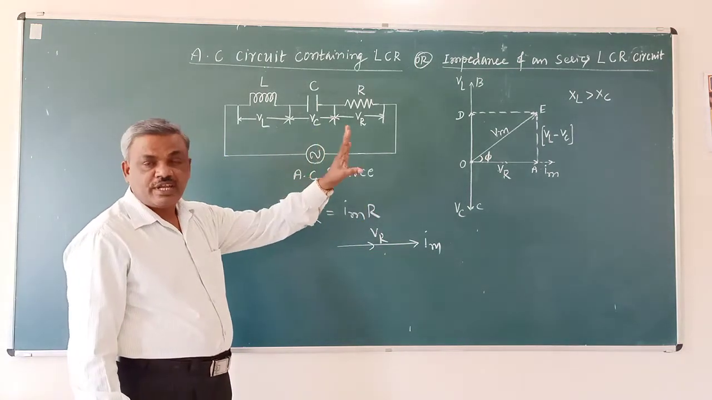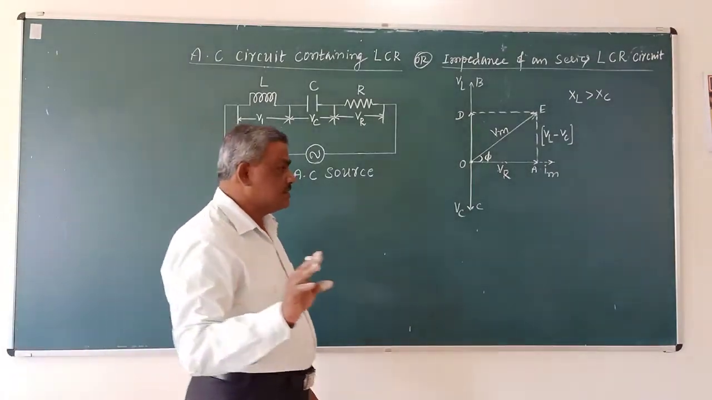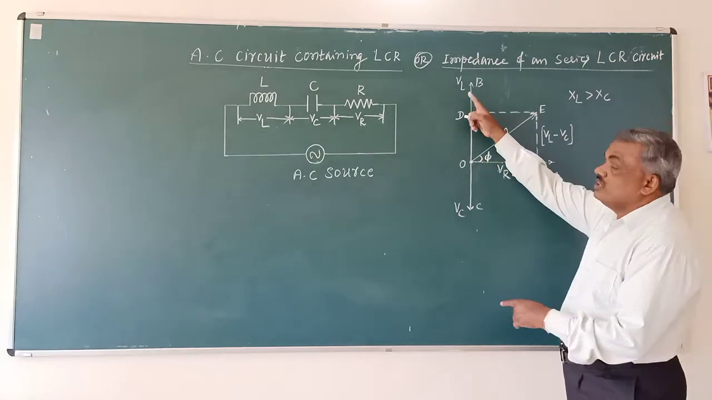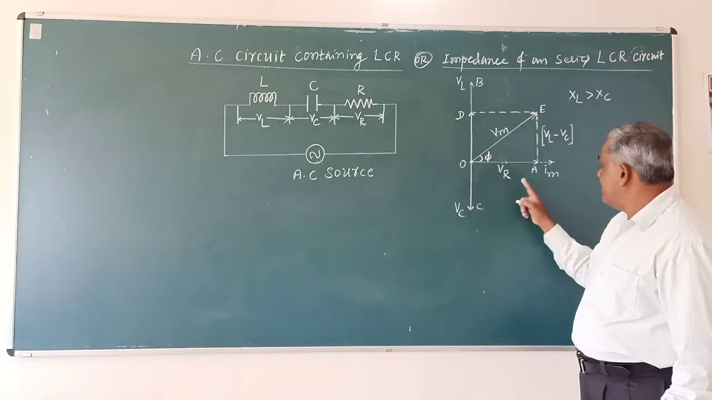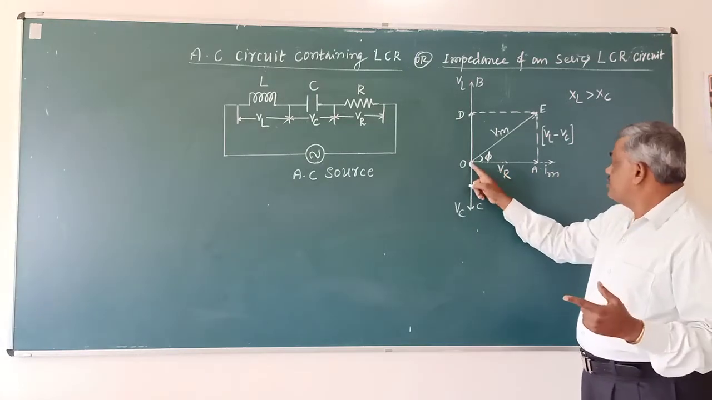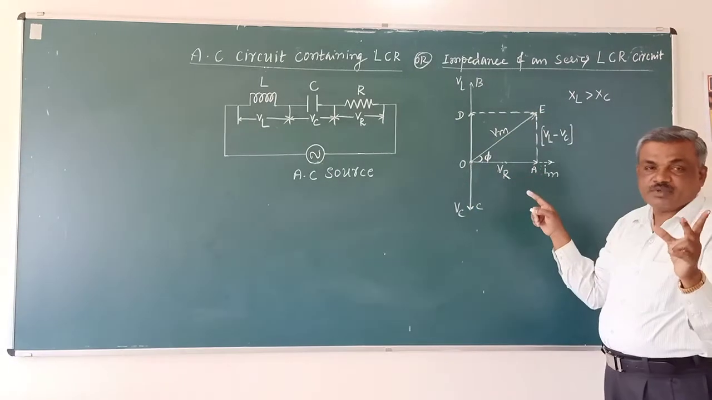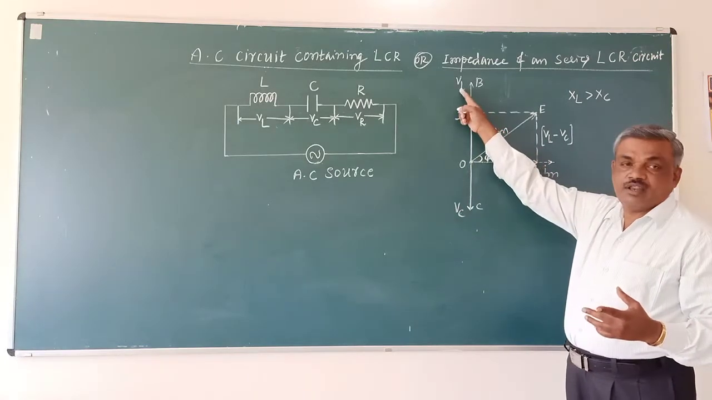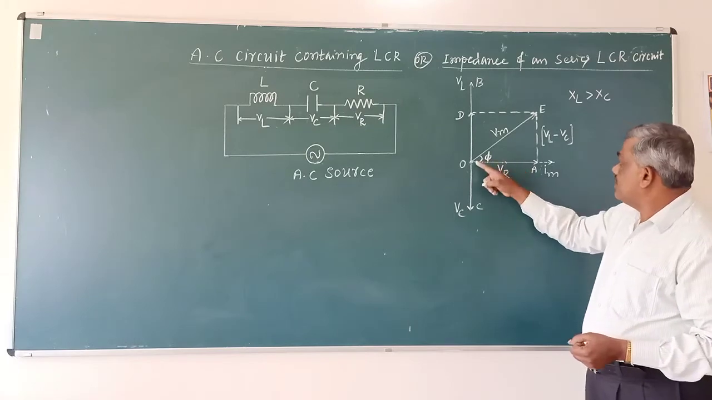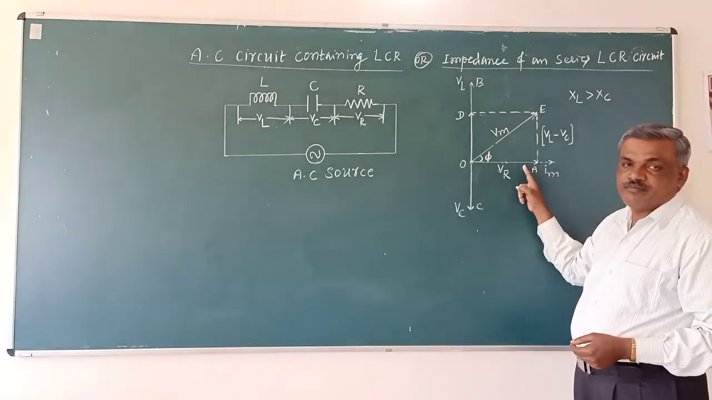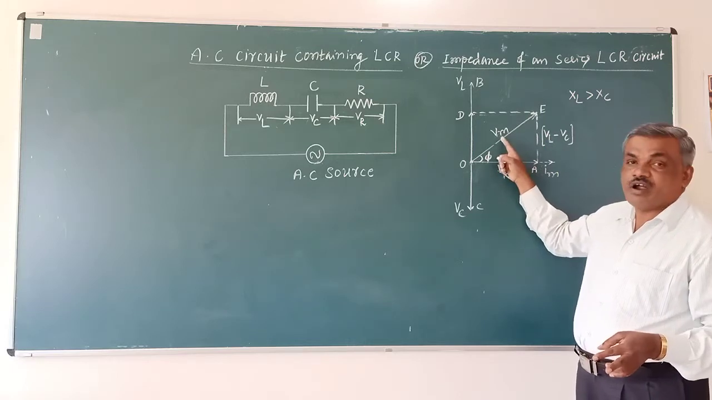So how do you represent the phasor diagram of the LCR circuit? Observe this one. The phasor diagram of the inductor, VL and Im. The phasor diagram of the capacitor, VC and Im. The phasor diagram of the resistor. Here OB, OC and OA represent the voltage across the inductor VL, the voltage across the capacitor VC, and the voltage across the resistor VR. After you construct this parallelogram, the diagonal OE represents the peak value of alternating voltage.